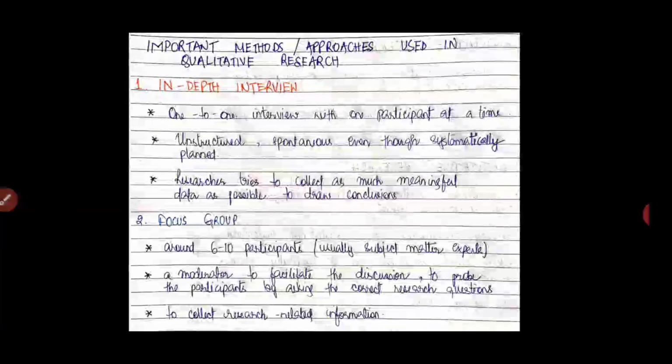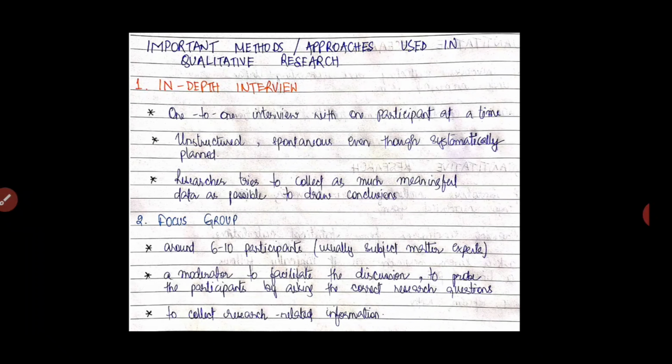The main focus of our class today is to study the important methods and approaches used in qualitative research. Okay, so let us first look at in-depth interview. So it is a one-to-one interview with one participant at a time. It is unstructured, spontaneous, even though systematically planned. So even if interviews are already a planned event, it is spontaneous in nature. The researcher tries to collect as much meaningful data as possible to draw conclusions.